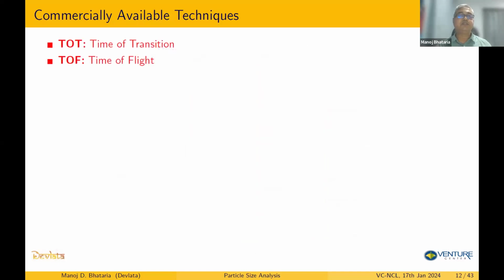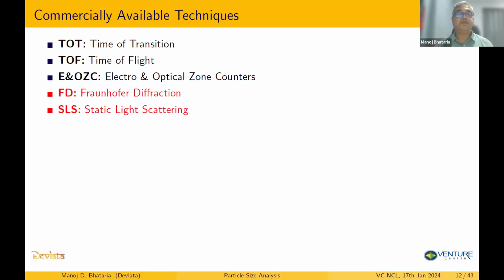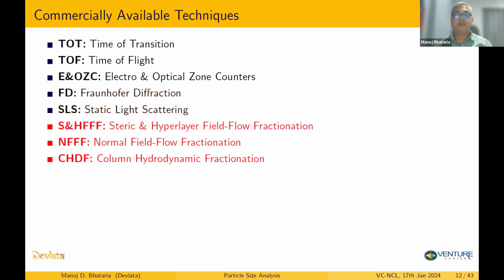We'll just look at this time of transition or time of flight. Earlier, electro and optical zone counters. We have Fraunhofer diffraction and static light scattering. In fact, in light scattering, we also have dynamic light scattering. And we also have something known as diffusion wave spectroscopy. So these are also used for particle sizing. These are based on fractionation. So there are different kinds of fractionation techniques.